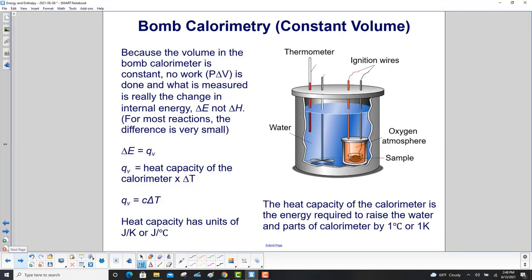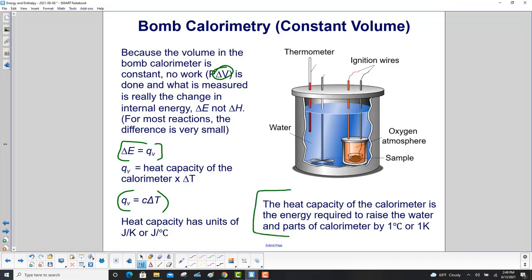Because the volume in the bomb calorimeter is constant, no work, which is P delta V, is done. Okay, there's no change in volume. And what is measured is really the change in internal energy, delta E, not delta H. But for most reactions, the difference is very small. So we have delta E equals QV, where QV is the heat capacity of the calorimeter times delta T. QV is C delta T. Heat capacity has units of joules per Kelvin or joules per degree Celsius.